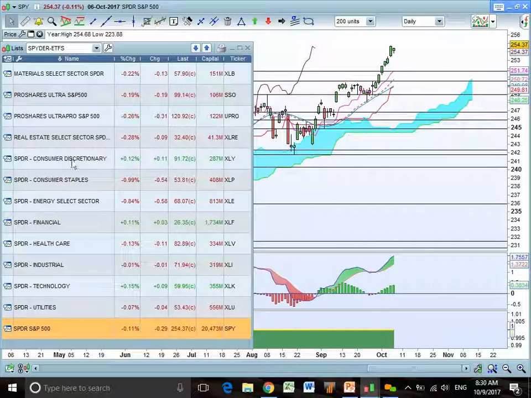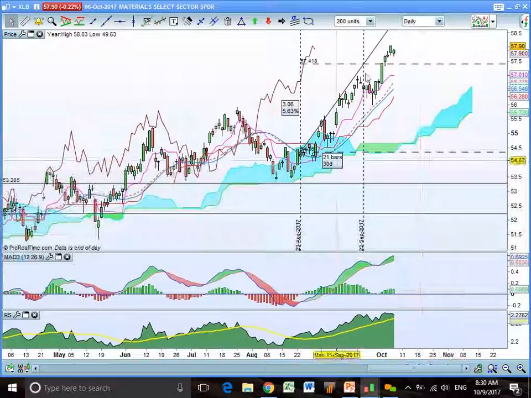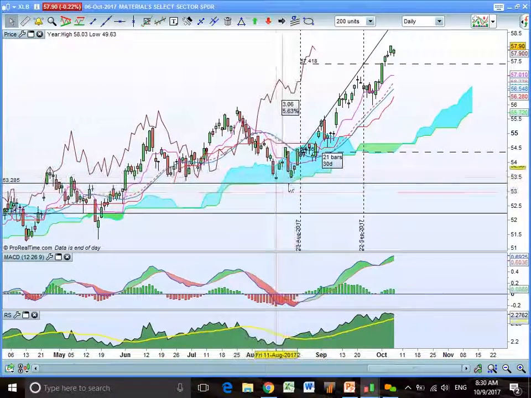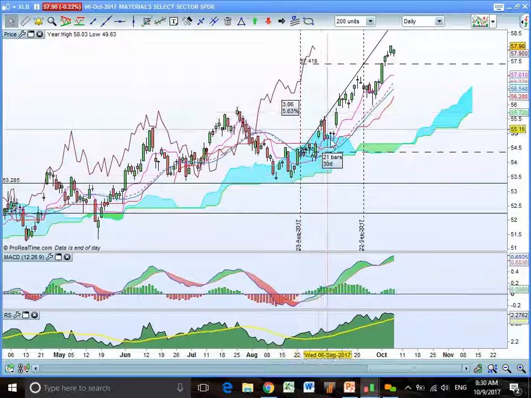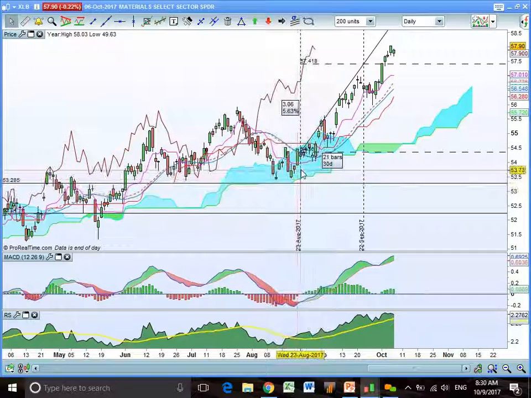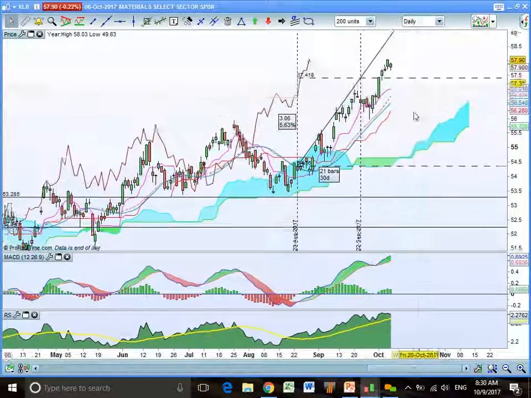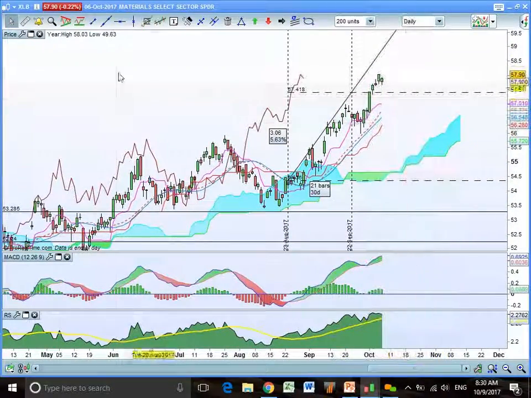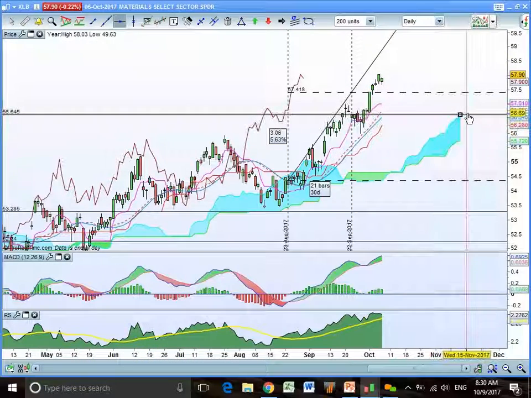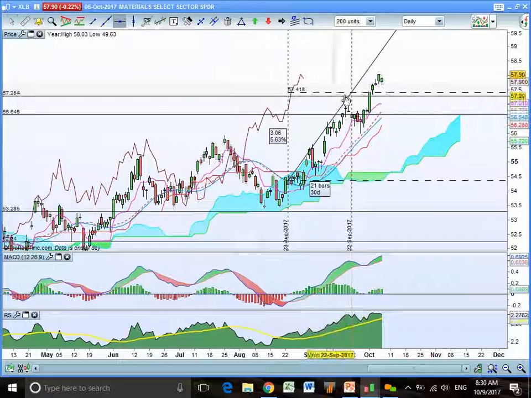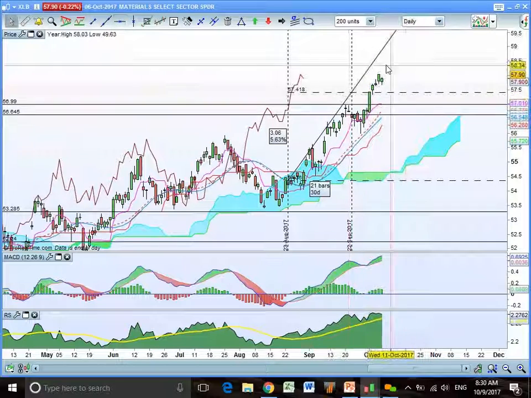Okay, jumping into the individual sectors, we can look at XLB, materials. Also a nice strong move, rebounded from the bottom in the cloud chart support zone, then found support again. The MACD signal came in here in August, and we grinded higher steadily. We're now at risk of a consolidation. Watch out for support to come in here at 56, and this old high here at 57, so we could see a bit of a snapback there.